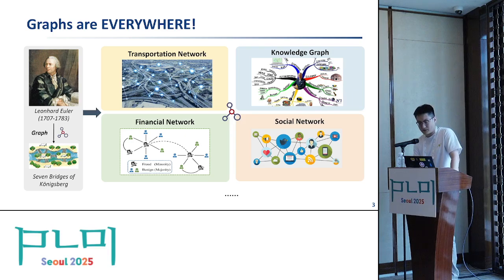Graphs are everywhere. Since Euler used a graph to solve the seven bridges problem, graphs have demonstrated exceptional expressive power and are widely used across a broad range of disciplines, including social networks, finance, transportation, and knowledge graphs. As a result, graph processing has become a fundamental building block in many large-scale data processing systems.